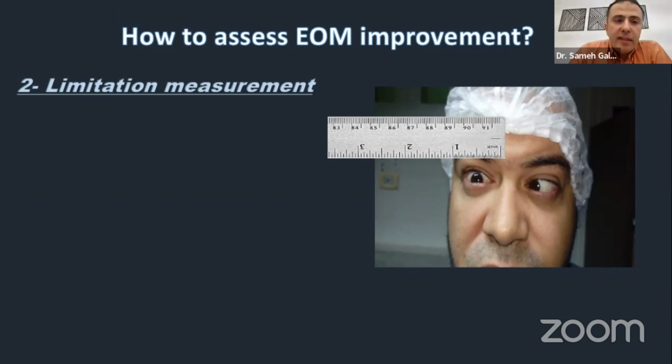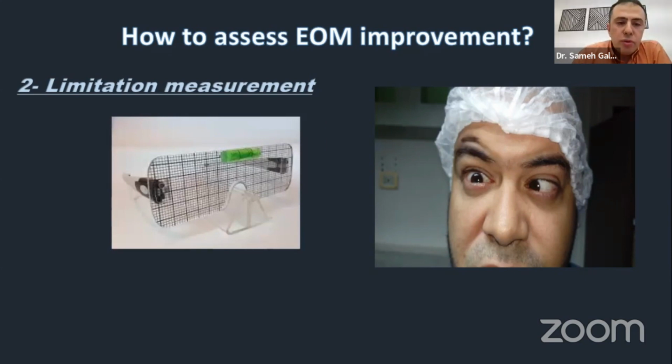There's a simple way of assessing limitation of motility in our office. We keep the patient looking in the primary position, then ask him to look in the maximal or restricted direction, and we measure how many millimeters he can move with maximal effort. One more accurate measure is Kestenbaum glasses. They are graded glasses with a balanced watermark in the middle, because each line of the Kestenbaum glass equals about exactly 2 millimeters.